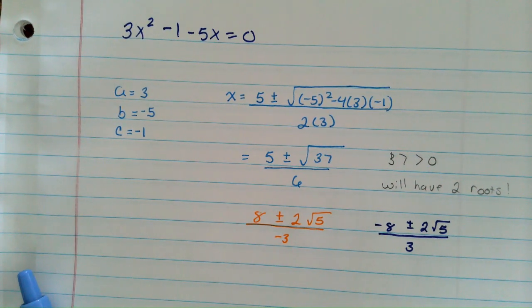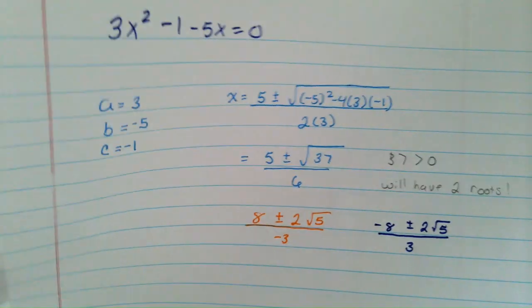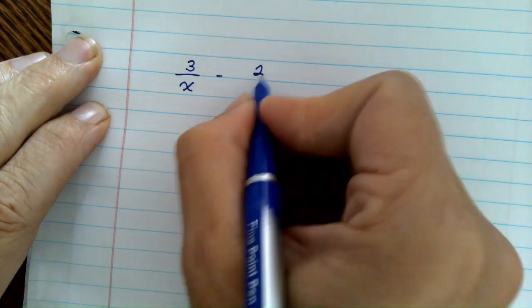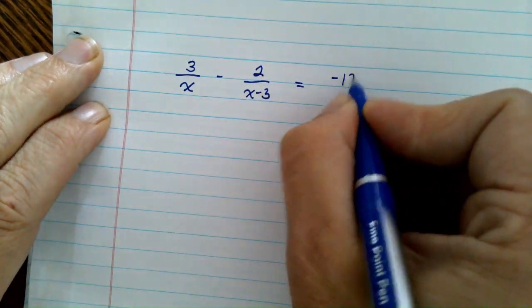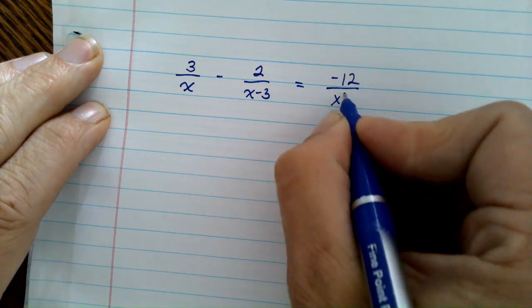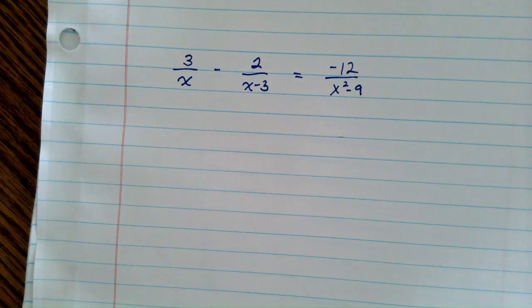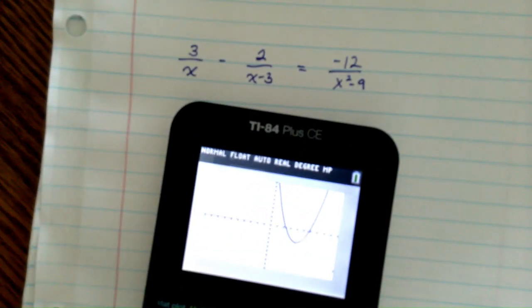Okay. So what happens if we have equations that have rationals in them? So 3 over x minus 2 over x minus 3 equals -12 over x squared minus 9. Okay, the first thing I'm going to do is check to see if it even has any answer. So I'm going to use the same strategy.